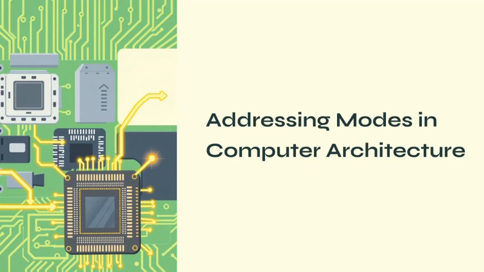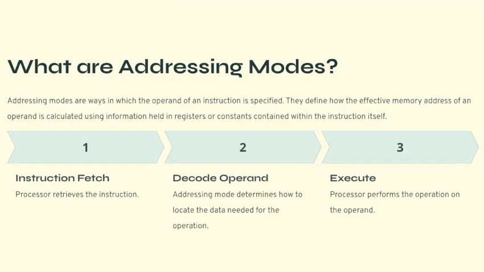Hello everyone. In this lecture we are going to understand the addressing modes that are available in computer architecture. Let us first understand what addressing modes are. An addressing mode is the way in which the operand is specified in an instruction. It defines how the effective memory address of an operand is calculated. That effective memory address is important.